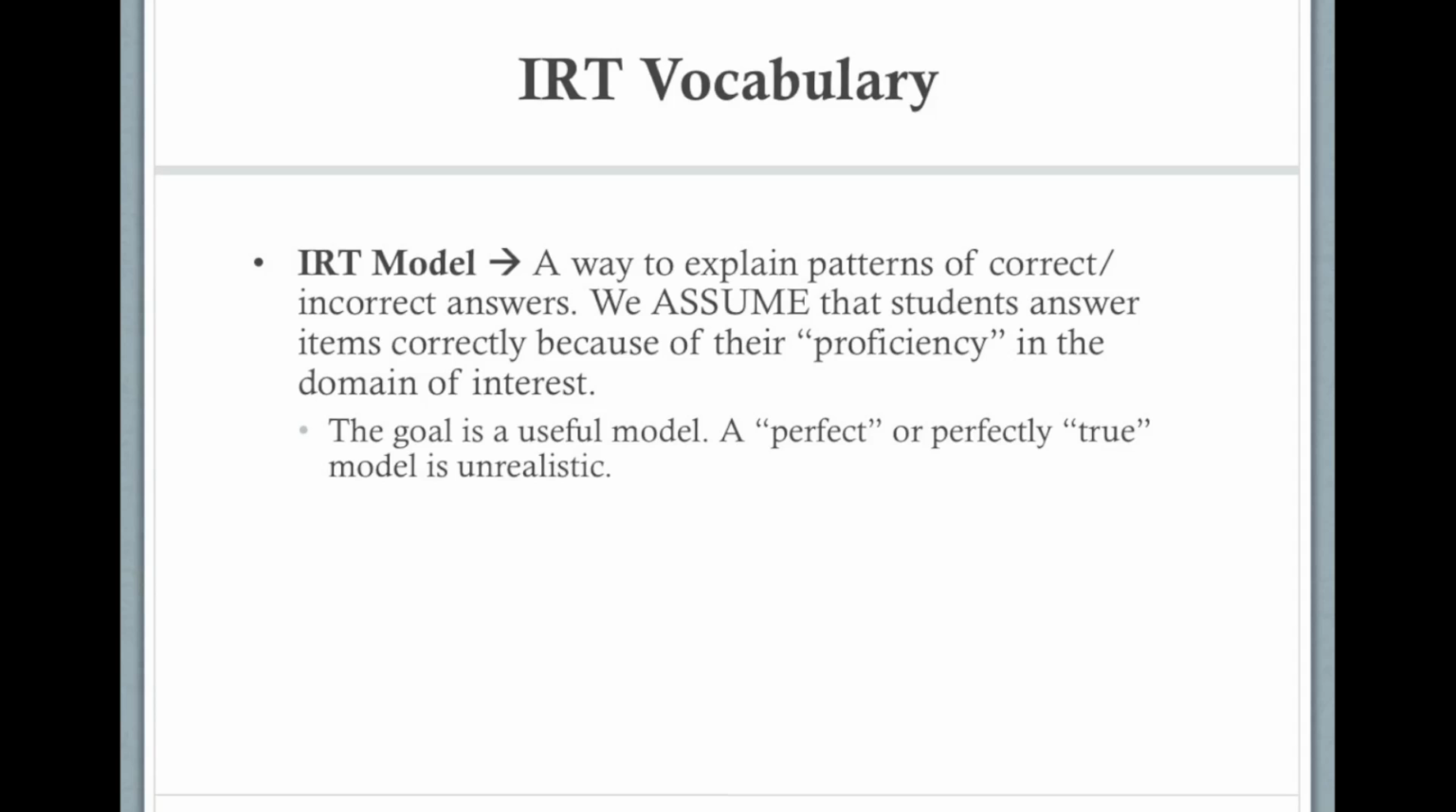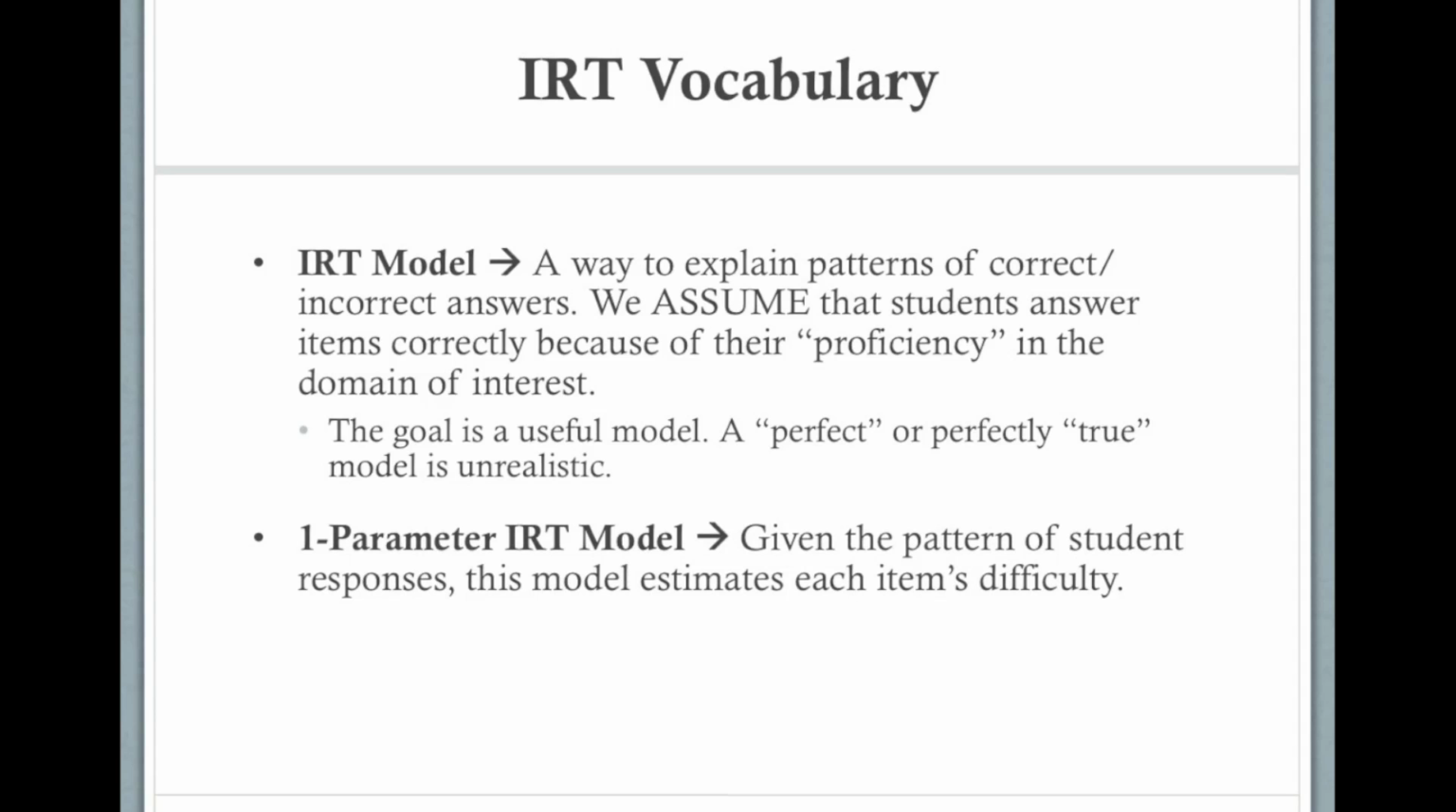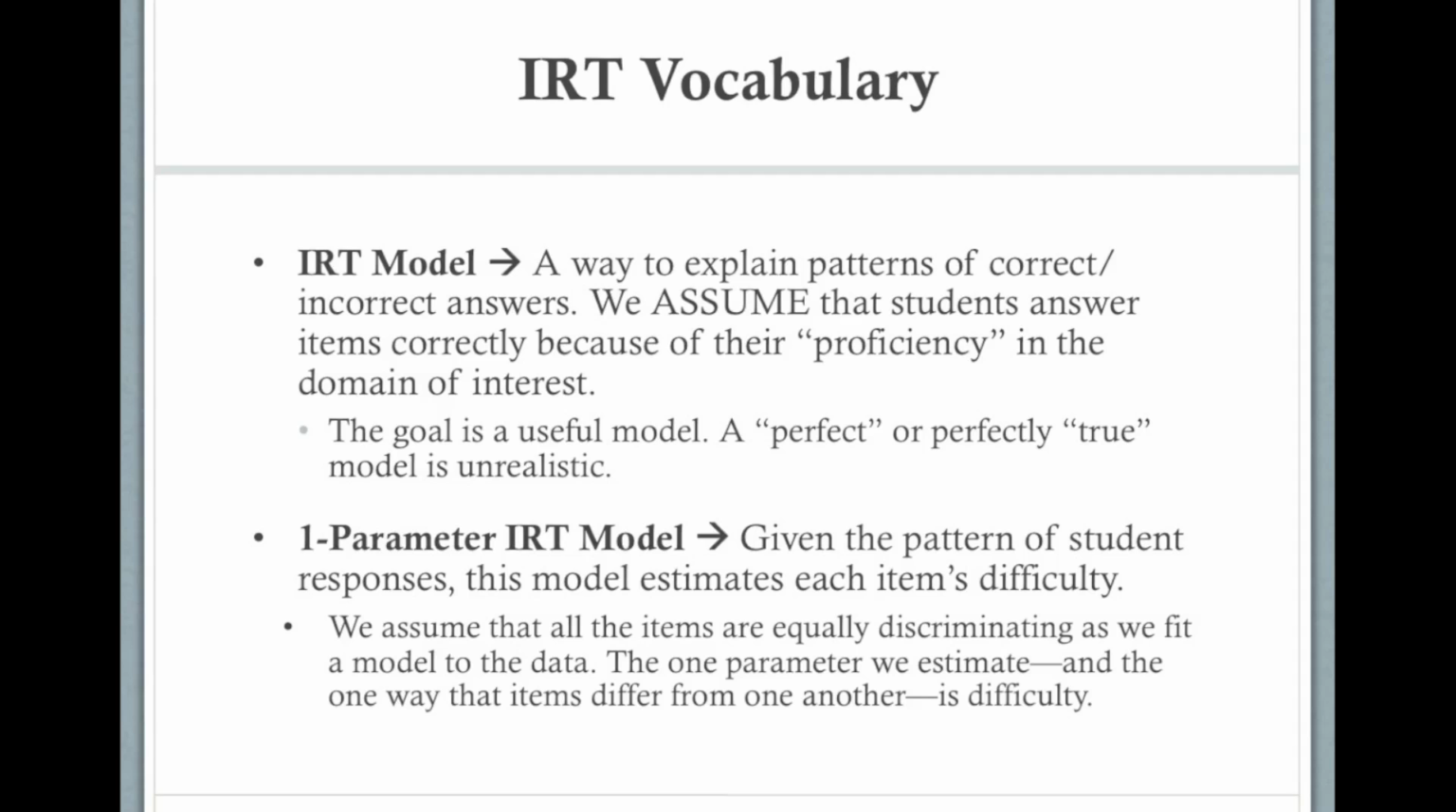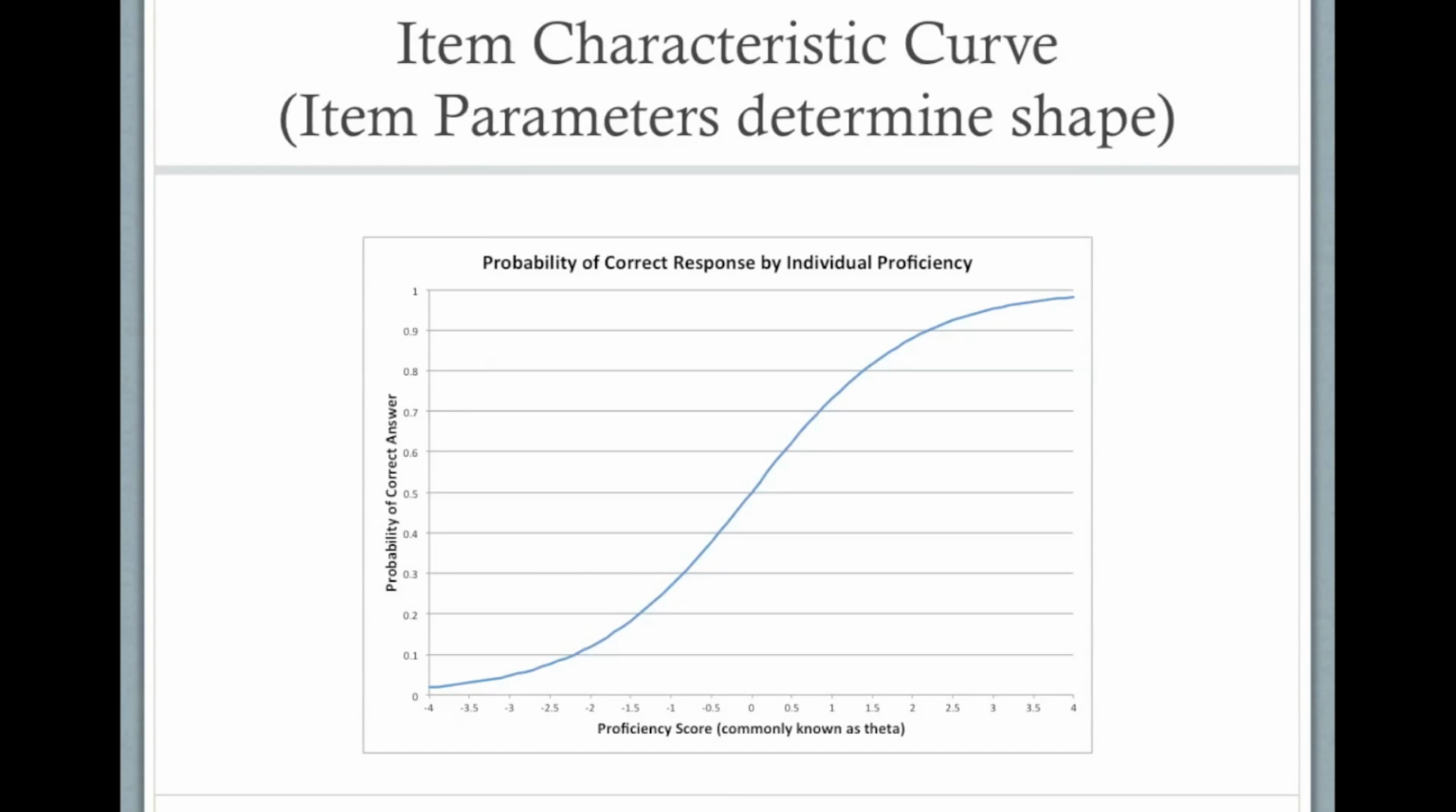The simplest model we'll look at is called a one-parameter IRT model. In this case, we fit a model that assumes that all the items are equally discriminating. The one parameter we estimate, and the one way that items differ from one another, is difficulty. This is an item characteristic curve that would come from an IRT model. The idea is that item parameters determine the shape of the curve.